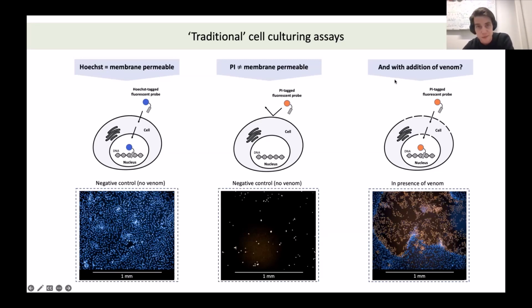But then if we add a venom that affects the membrane in a certain way, this PI can more easily go in, and what you will then see is that a lot of the cells get stained. So they basically die. They go into necrosis or apoptosis, mostly necrosis, because it's a very quick effect. What you will see over there is this really nicely stained area, almost like an oil patch, which is all your dead cells. And this is after introduction of Naja mossambica, the Mozambique spitting cobra venom. So this is basically the easiest and most straightforward way of quantifying whether your cells are dead or alive. This is also not only qualitative but also quantitative.